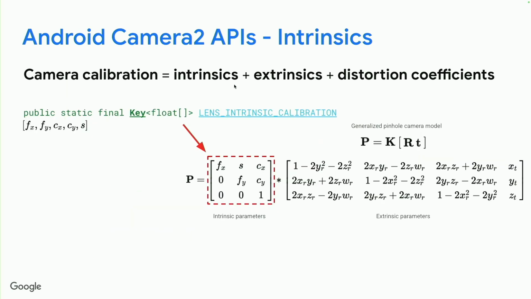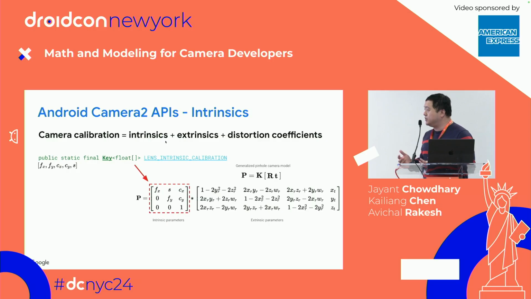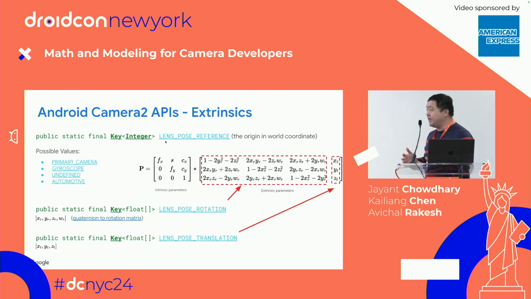The Camera2 APIs provide what is called lens intrinsic calibration. Basically, you can get 5 parameters, which map to the intrinsic parameters of the pinhole cameras that Avichal and Jayant mentioned. And then you can get extrinsics from the Camera2 APIs, which have 3 APIs. Lens pose reference defines the origin of the world coordinates.